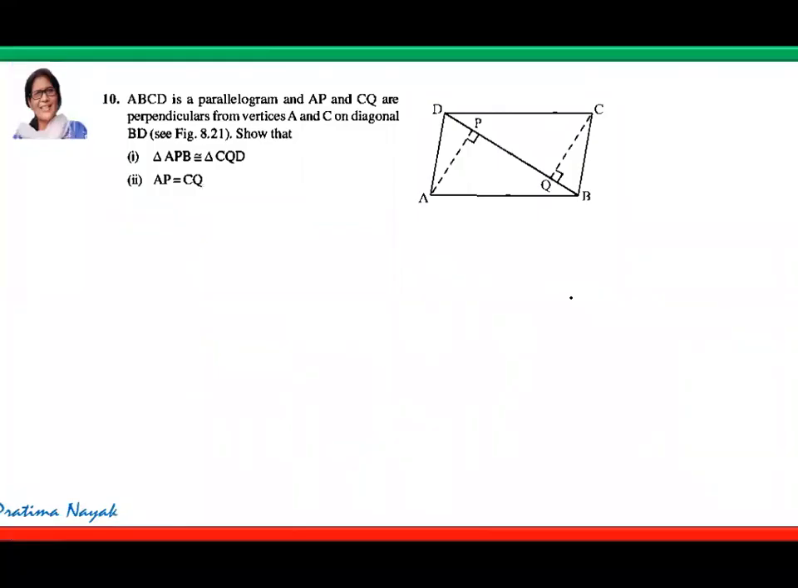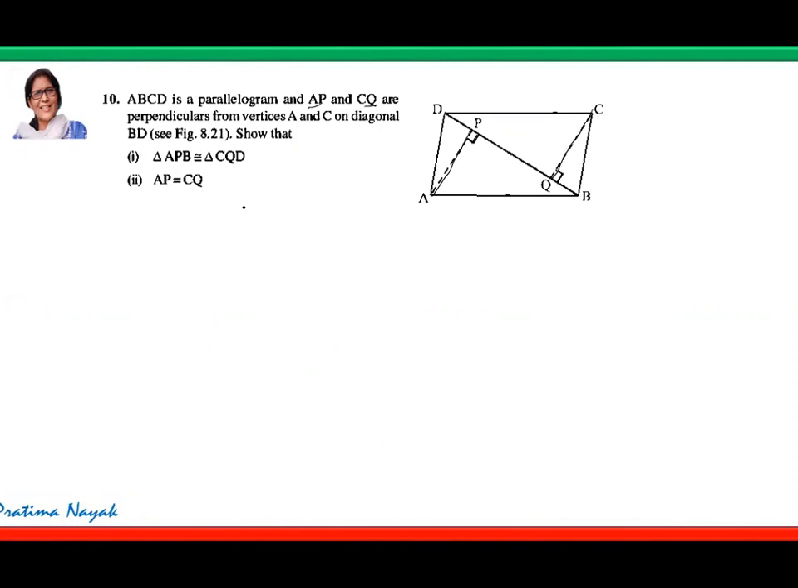Question number 10 is: ABCD is a parallelogram. AP and CQ are two perpendiculars drawn, and the figure is already given. So ABCD is a parallelogram. AP is a perpendicular making 90 degrees. CQ is also a perpendicular making 90 degrees.